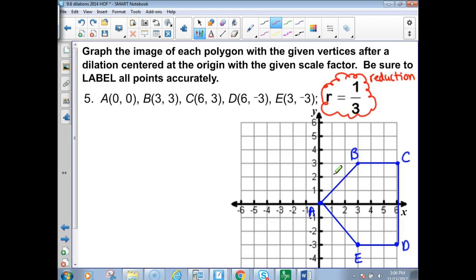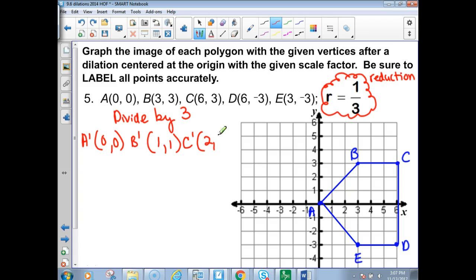Okay, now how much are you reducing by? You're reducing by 1/3. You're taking 1/3. Now, what's the easy way to think about taking 1/3 of something? Multiply by 1/3 or divide by 3. Okay, divide by 3 would be the easiest way to tackle this one. So A prime, when you divide 0 by 3, you still get 0. So 0, 0, A prime's not going to move from where A was. B prime, though, if I divide 3 and 3 by 3, I get 1, 1. And C prime, 6 divided by 3 would be 2, and 3 divided by 3, 1.